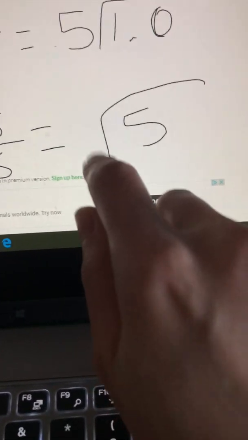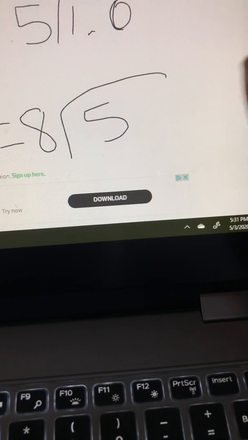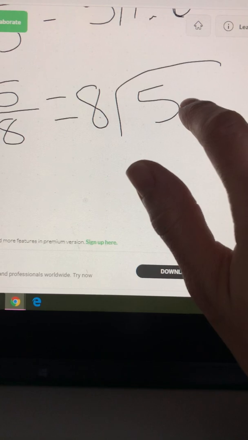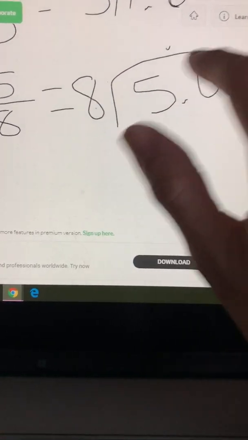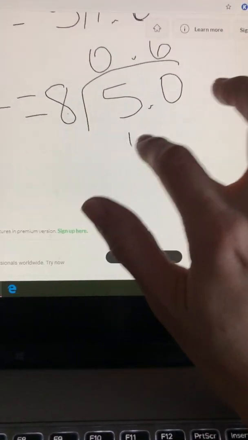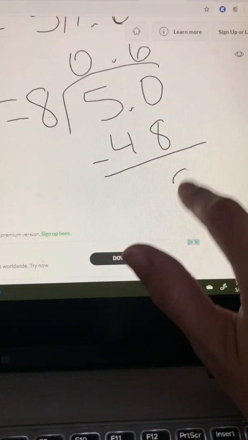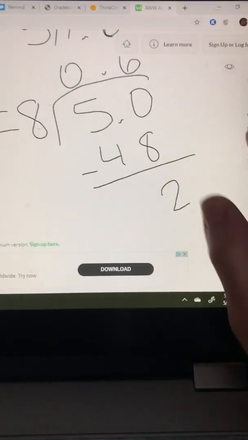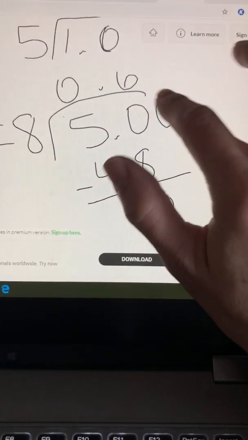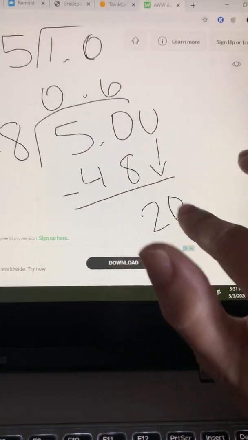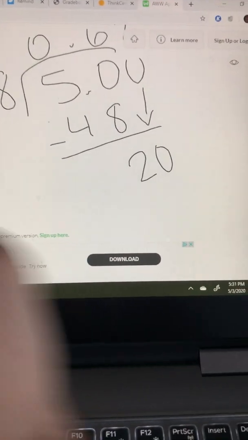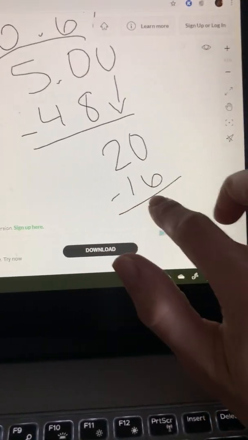5 divided by 8. Okay, let's move it up. All right, so 8 can't go into 5, but we'll put our decimals. Okay, and that's going to be 6. 48, subtract. We have 2 left over. So remember when we went over this, you can add a 0 to continue dividing in the dividend. Bring it down. 8 can go into 20 2 times, and that's going to give us 16. We'll have 4 left over.